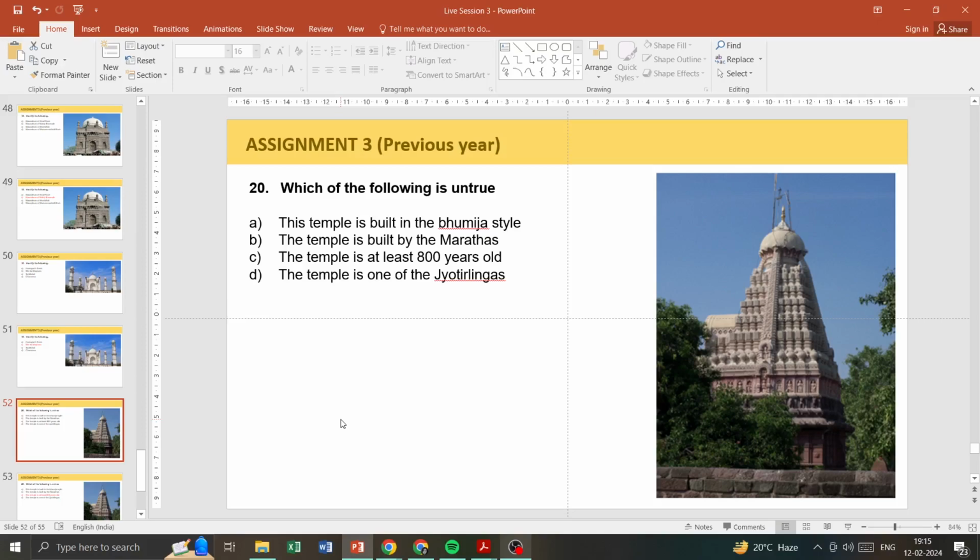So again, one image has been given, and here you are not asked to identify which building this is, but you are asked to identify which of the statements is untrue. The statements given here are that this temple is built in the Bhumija style, this temple is built by the Marathas, this temple is at least 800 years old, and this temple is one of the Jyotirlingas. So you are supposed to identify which statement is wrong.